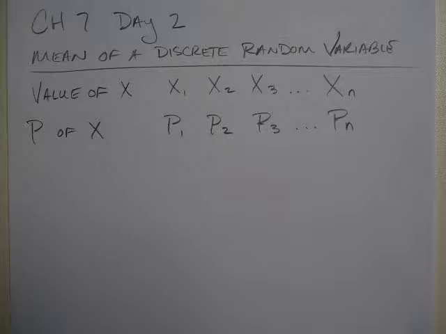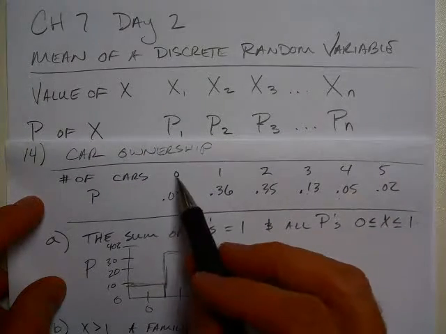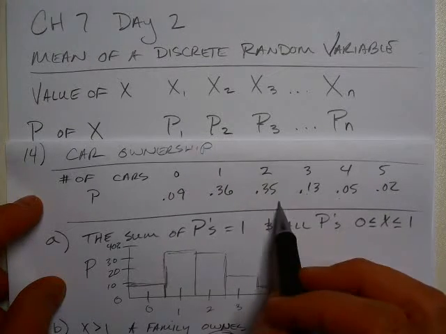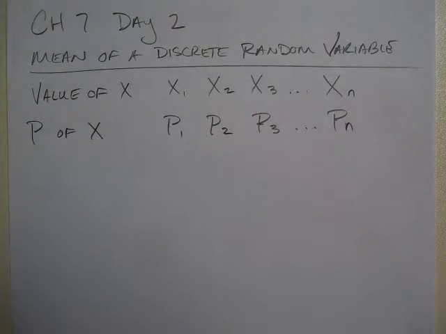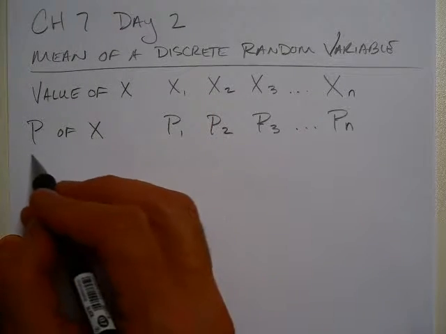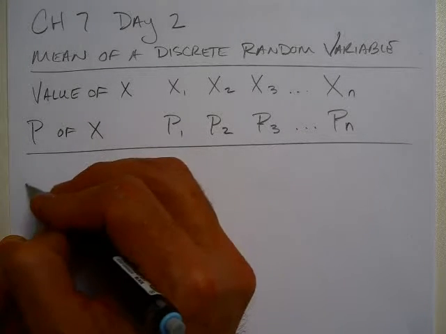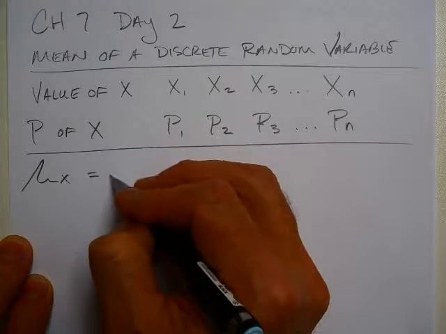And we've seen exactly that situation already. We just did problem 14 with the cars that was set up exactly like this. This would be your x1, x2, x3, and so forth, and your probability 1, probability 2, probability 3. So we've already dealt with this thing. It's just kind of writing it out as a formula, I guess.